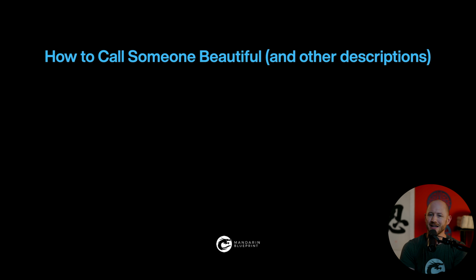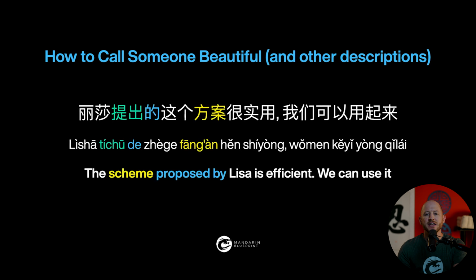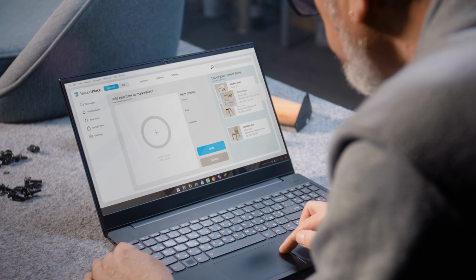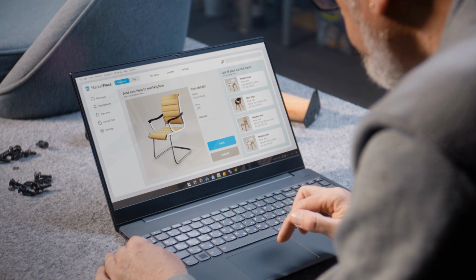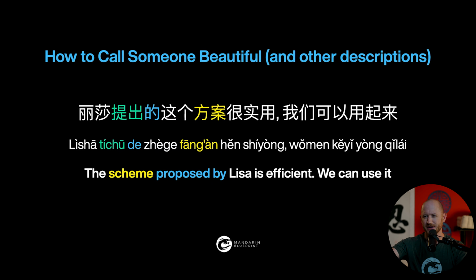Let's keep going. I like this one a lot. It really gets across the idea that you can just keep adding things. So we have 丽莎提出的这个方案很实用，我们可以用起来. The scheme proposed by Lisa is efficient, useful, practical. We can use it. So we have a 方案, right? That's a plan. It's usually a plan in the context of like a work plan, or perhaps you might give somebody a sales page for a product that you're selling and give them the 方案 of how you'll deliver their service, right? That's kind of 方案, right? But it's not just any 方案. It's 这个方案. It's this plan.